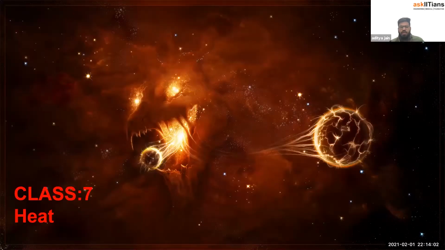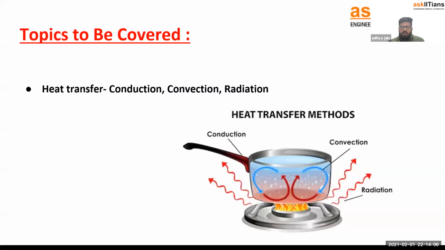So we are starting the second lecture of heat. What are we going to study today? We are going to study the methods of heat transfer. I have already told you what heat transfer is. I have given you the basic idea that heat transfer always takes place from the hot body to the colder body. And it can take place by three methods: conduction, convection, and radiation. We are going to see these three methods in detail in today's lecture.